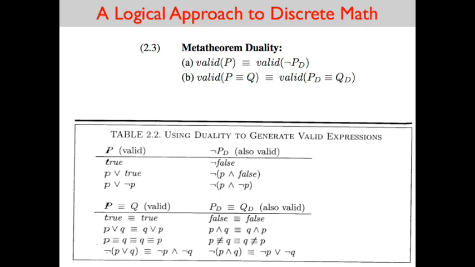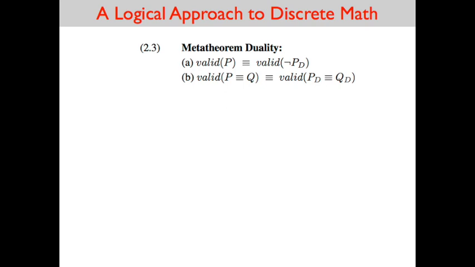But now there's another part to it. Notice up here, not only does it say valid P equals valid not P, it also says valid P equals Q is the same as valid P dual equals Q dual. So now this one only had a P in it, but part B has a P and a Q in it, and not a negation.